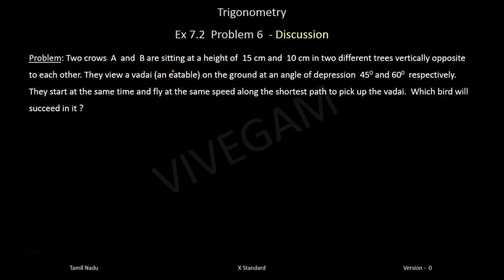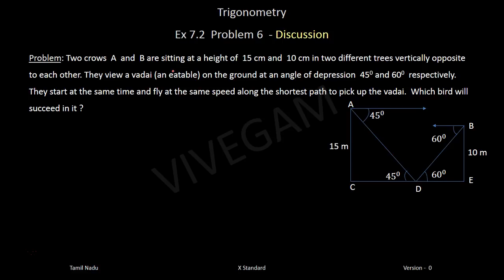Looks complicated, isn't it? But don't worry, let's draw a simple diagram, then things will become easy. I'm sorry, this is not centimeter, that's what I was wondering when I was reading. It's a typographical error. This is 10 meters and this is 15 meters. Now this is tree A, the first tree, which is 15 meters high, taller, and this is the second tree B which is 10 meters tall. There is one crow A sitting here and another crow sitting on top of this, and let's say this is the ground level CE.